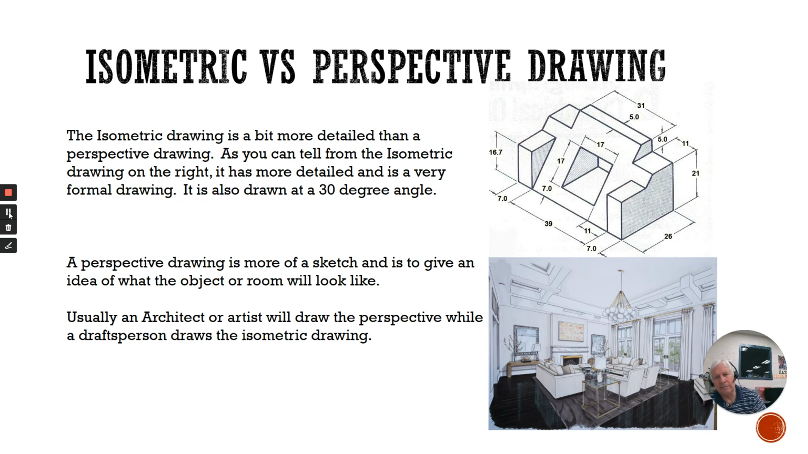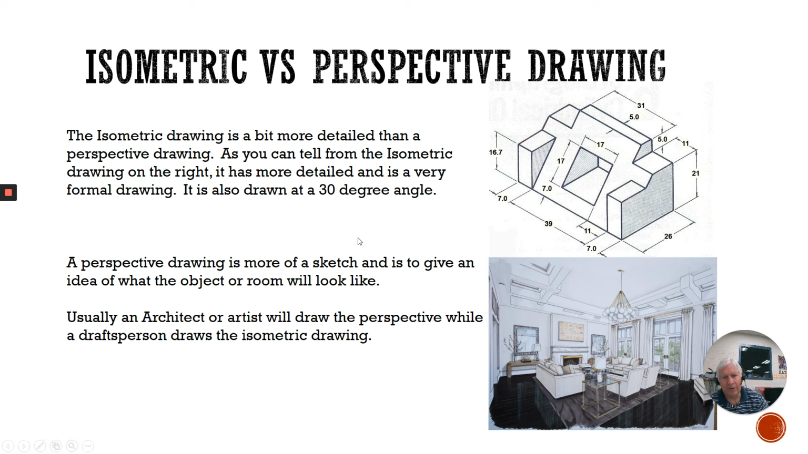All right, now we're going to show you the difference between an isometric drawing and a perspective drawing. The isometric drawing, as you can see, is a little bit more detailed. It has some measurements to it. It has more detail. It's very formal. Okay, so this one, the perspective, is informal. It's kind of a sketch. An isometric drawing is very formal. It has angles. You can see shapes and sizes, and it gives you some definite things.